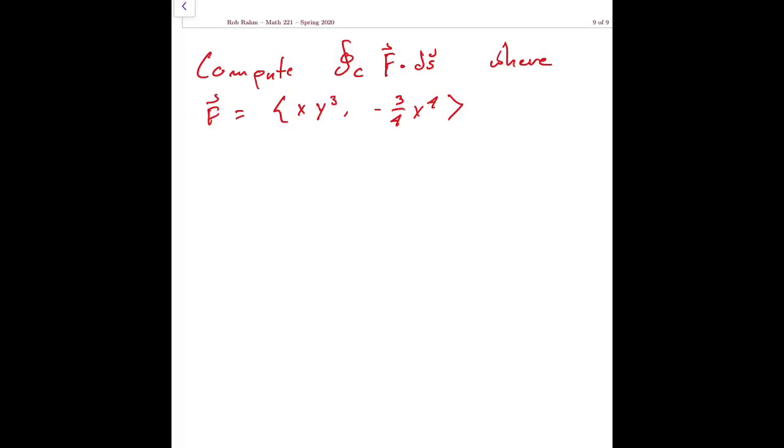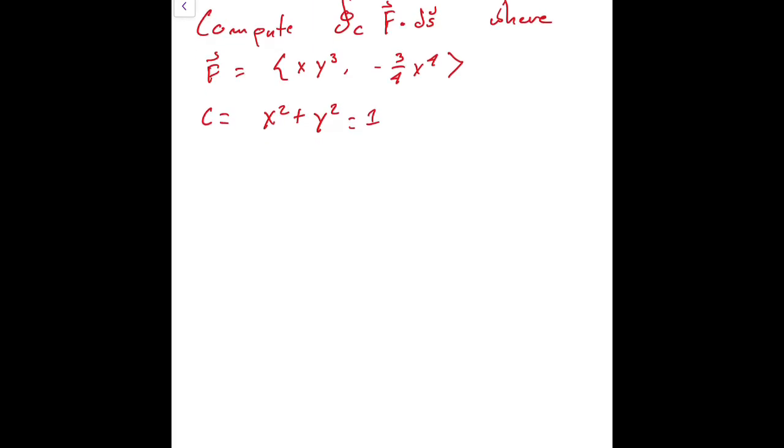Okay, so now I want you to compute this line integral. Compute the line integral of the vector field f over the curve c, where f is equal to this vector field. I didn't tell you what c is, but c is just going to be this circle of radius 1 centered at the origin. Okay, so we want to use Green's theorem to solve this problem. So let's think about how we can use Green's theorem.